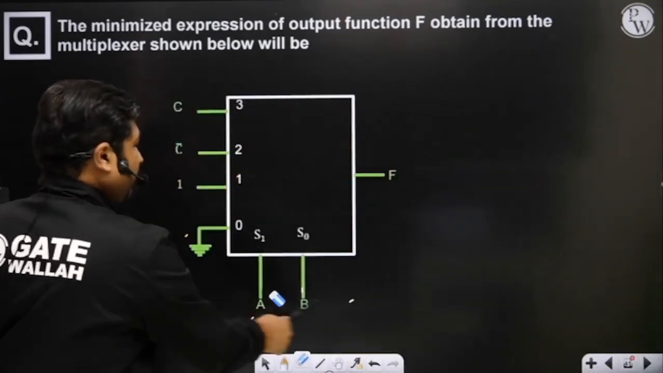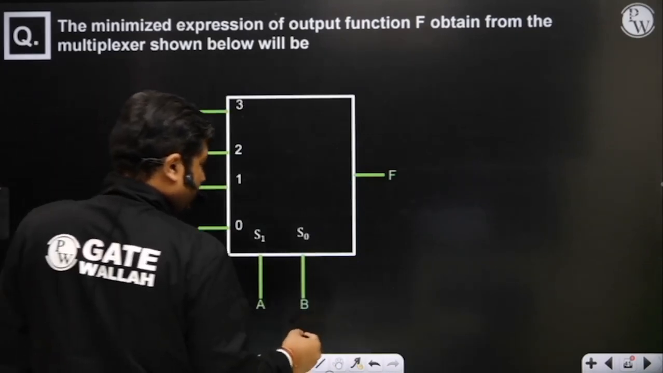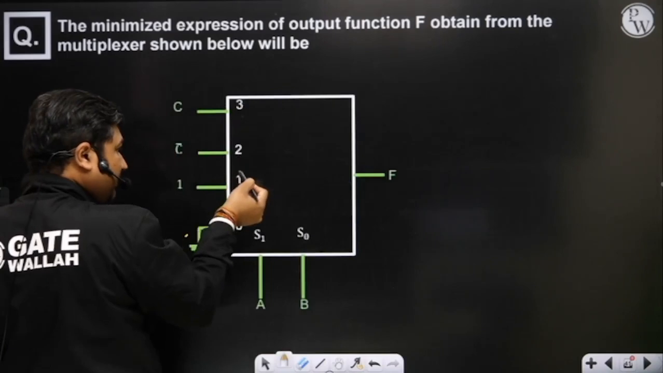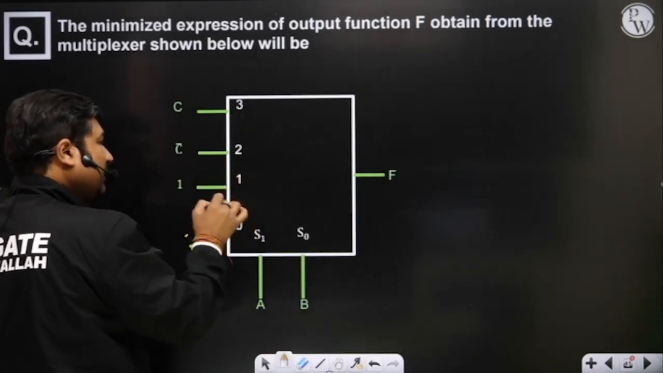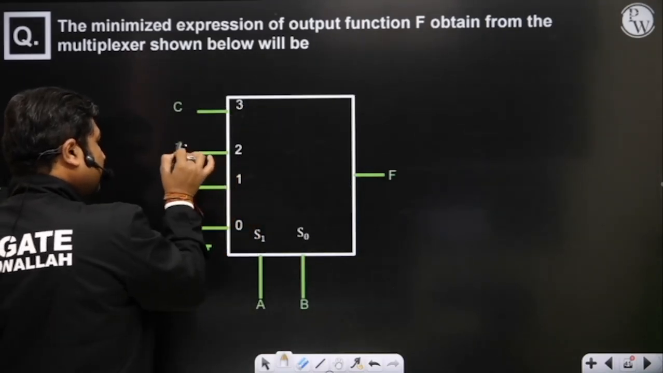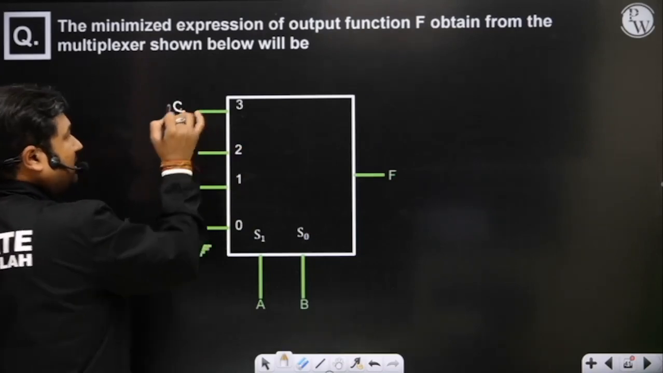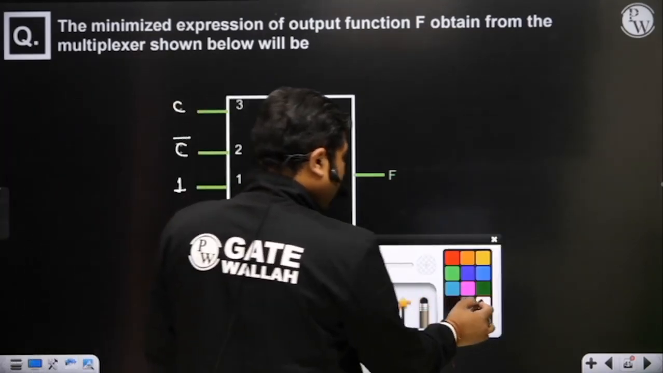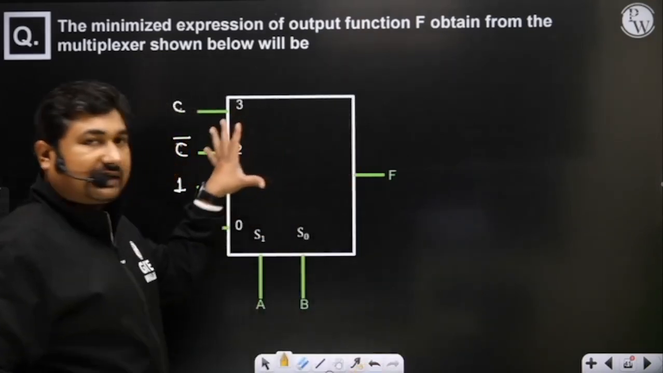Suppose we need to find the output function f. Now, most of the students think that this is the I0 pin, I1 pin, I2 pin, I3 pin. But in the question they have mentioned otherwise. So whenever it is mentioned in the question, we have to go as per the data mentioned in the question.